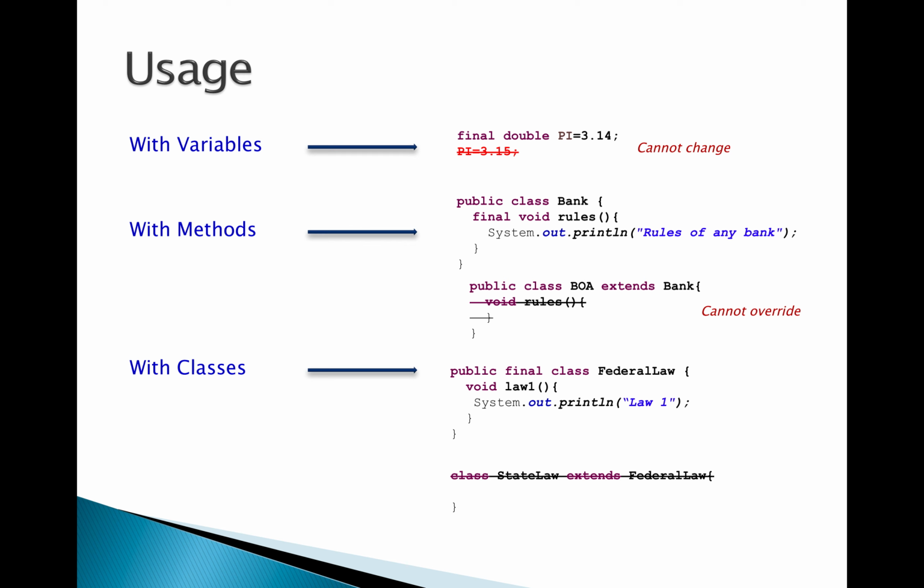Because this is the final implementation of the class, I don't want anyone to extend me and give their own implementation. Take an example of federal law. Federal law gives some laws like law 1, law 2, a lot of laws, and a state law cannot override them. You don't want to create a class called state law that extends the federal law and creates your own laws. If you want that, the class can be defined as final. That means it will not allow any other class to extend it.